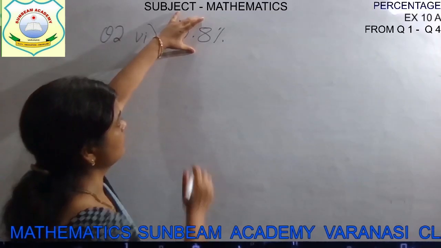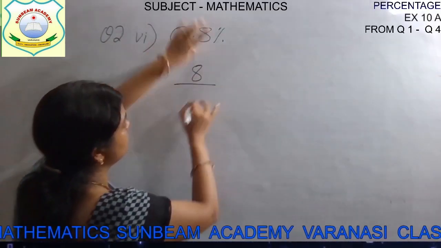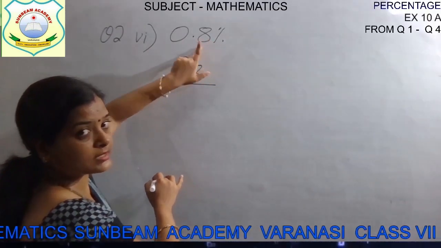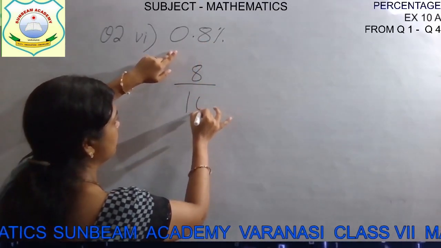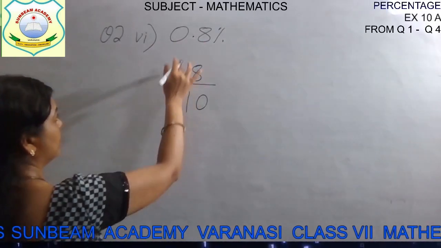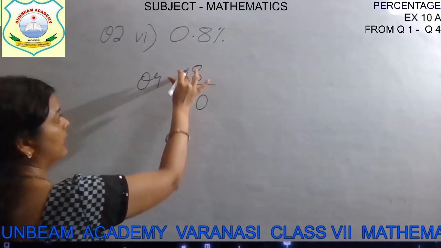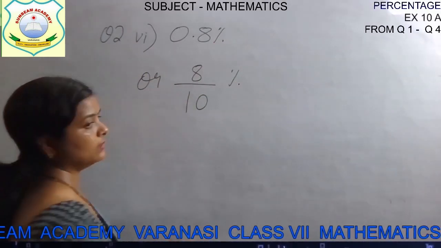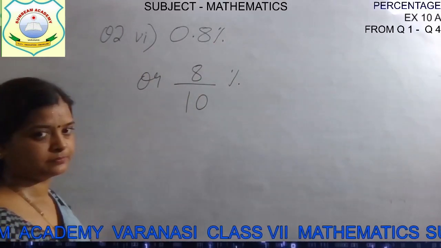What is the number? The number is 8. And how many decimal places does it have? Only one decimal place. So in the denominator it will be 10. So 0.8 can be written as 8 by 10. 8 by 10 percentage. Okay.